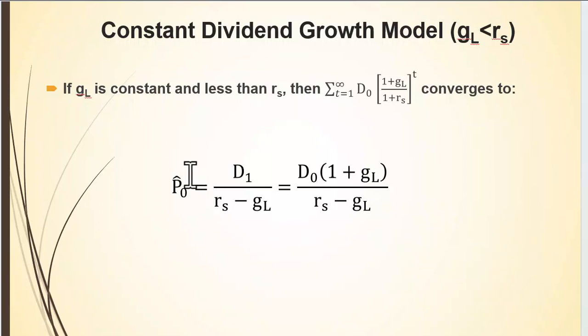So our formula to find the value today of a stock is D sub 0 times 1 plus the growth rate, which is next year's dividend, divided by the difference between R sub S and the growth rate of dividends. So what is R sub S? R sub S is the required return for investing in this particular stock. Now what we know is that G sub L, the growth rate, has to be less than the required return, or this thing turns negative and we can't have negative prices.